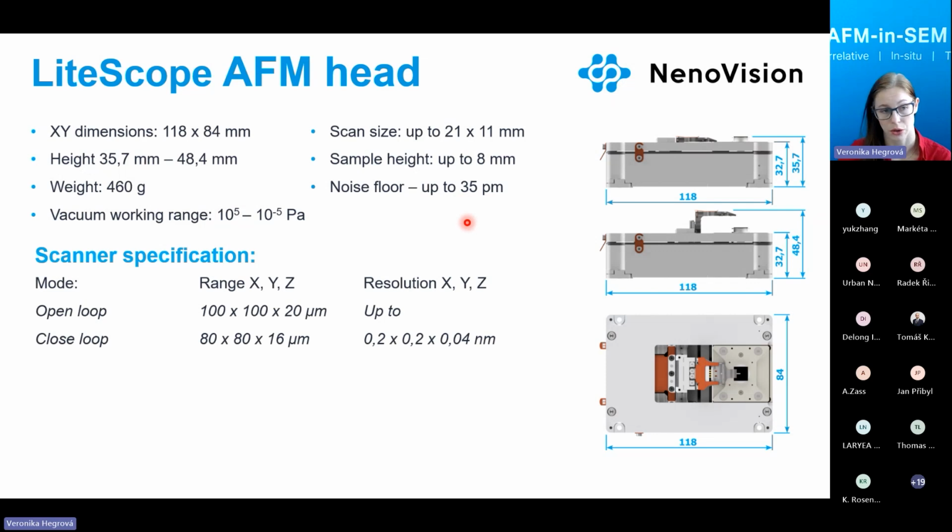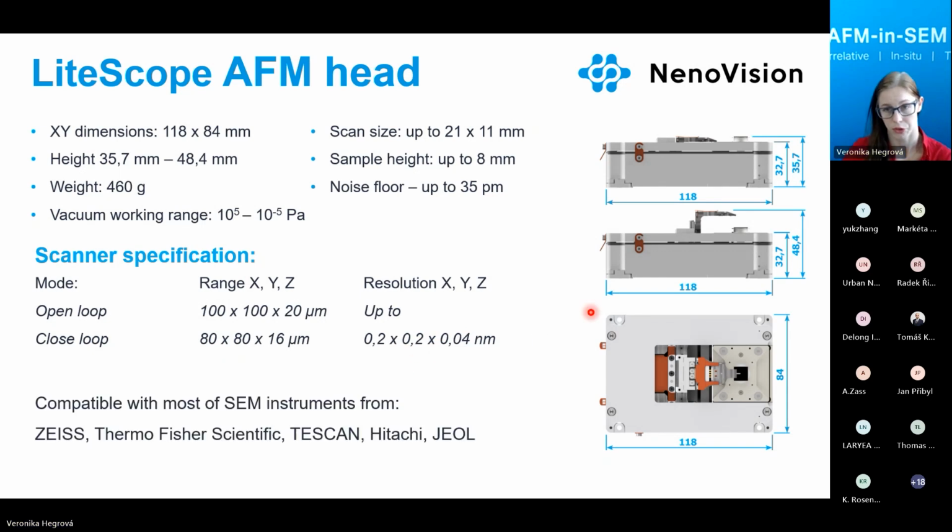And so regarding the scanner specifications, we have open loop 100 micrometers in XY direction, 20 micrometers in Z direction. And in closed loop, it's slightly smaller, with resolution XY 0.2 nanometers and Z direction 0.04 nanometers. Regarding the compatibility, we are compatible with most SEM instruments from all the suppliers of SEM.